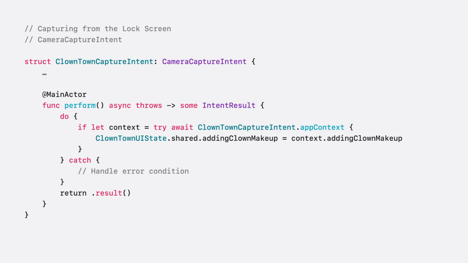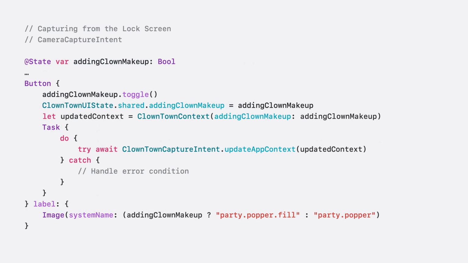I've implemented the perform function for my intent, which you can see here. Notice how I'm reading the context and using it to set up my interface state, so my capture experience will always reflect the latest state in which a person used the app, with added clown makeup or not. Here is a code snippet of my button code in my capture experience, which shows how I'm handling the button press to turn on and off that clown makeup setting. When the button is triggered, I call to update the app context with this setting, so it can be read from both my app and my extension.